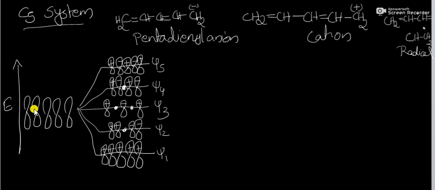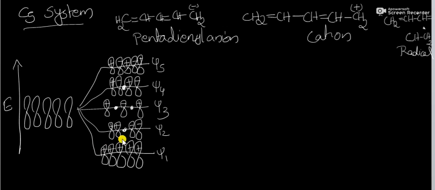And this is the pi MO diagram of the C5 system. Examples of the C5 system are the pentadienyl anion, pentadienyl cation, and the pentadienyl radical. Here the total number of pi electrons involved in the reaction in the case of the pentadienyl anion will be 6. In the case of the cation, it will be 4. In the case of the radical, it will be 5.